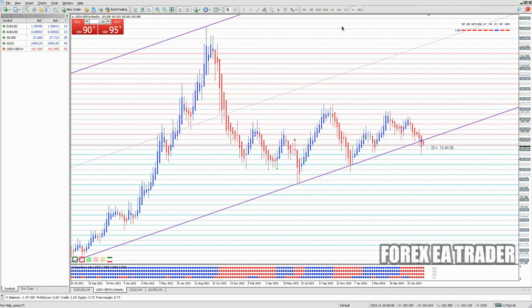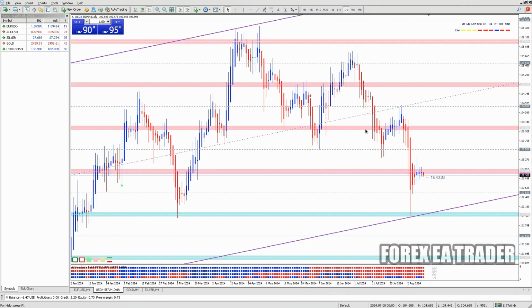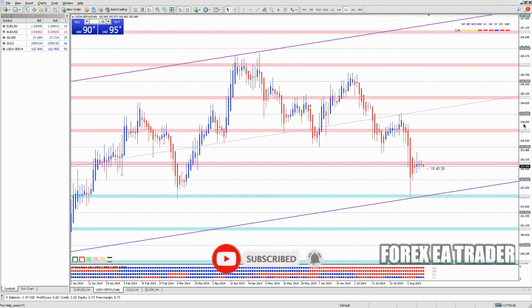Determining the appropriate lot size in Forex trading is crucial for managing risk and maximizing potential returns. The lot size you use should be carefully considered based on several factors, including your account size, risk tolerance, trading strategy, and the volatility of the currency pair you're trading.